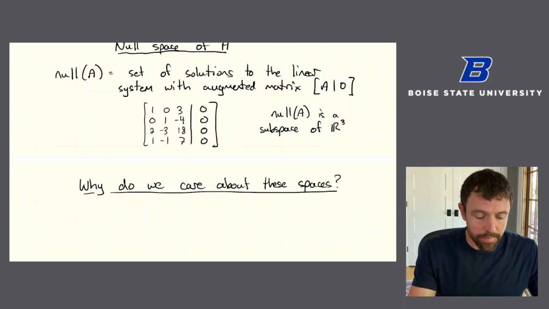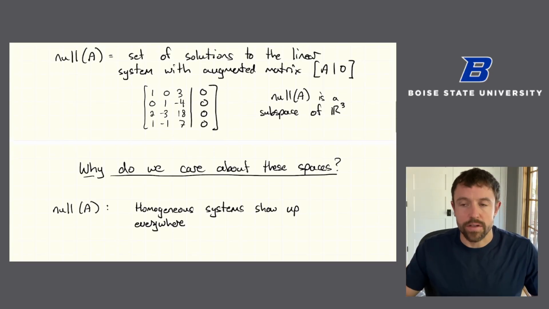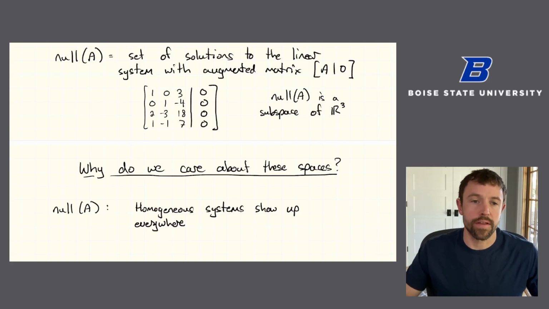But just really quickly, we've already used the null space of A a lot. Homogeneous systems show up everywhere. For example, when we're trying to determine if a set of vectors is linearly independent, what we're really doing is solving a homogeneous linear system to see if there is a non-trivial combination of those vectors that adds up to the 0 vector. That's one example. We'll see them throughout the course, for instance, finding eigenvalues of matrices, which shows up in tons of applications. The null space is going to be really important to us.